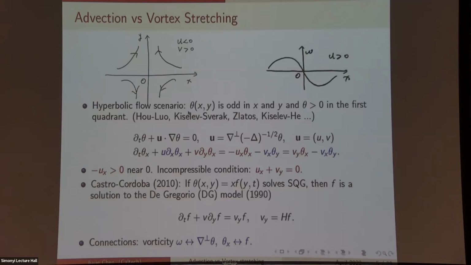Now we see that there's some connection among the vorticity in 3D Euler, gradient theta in SQG, and the solution to the Gregorio model. So our goal is to try to use this model to better understand the cancellation in the SQG and the cancellation in 3D Euler.